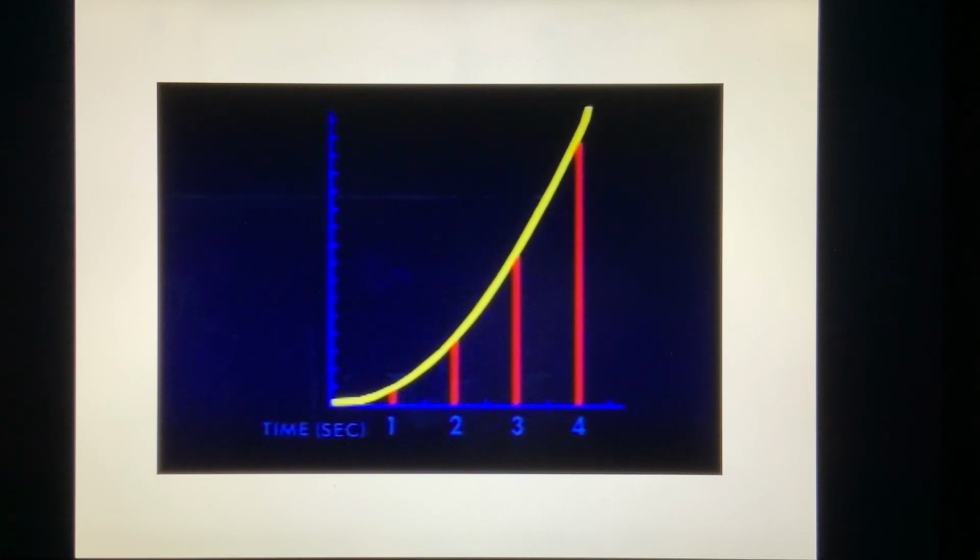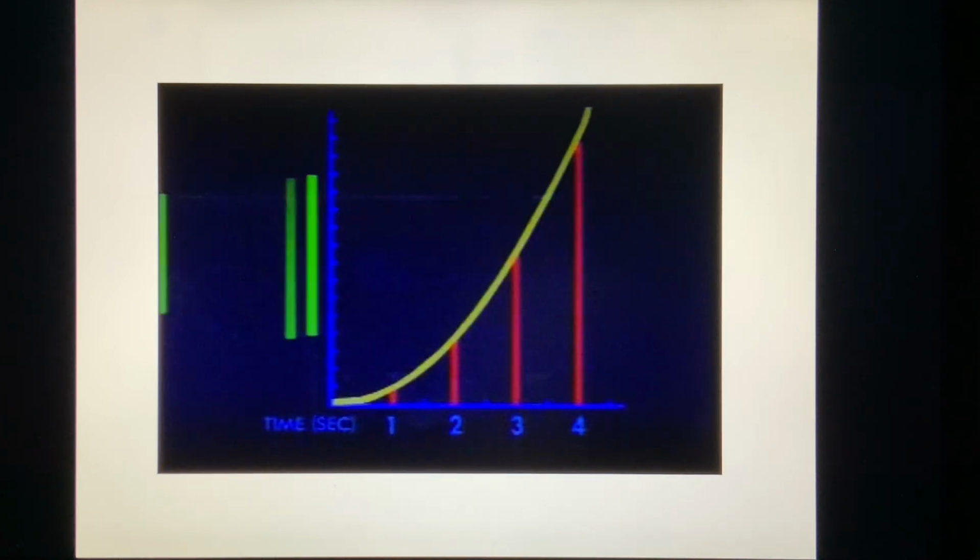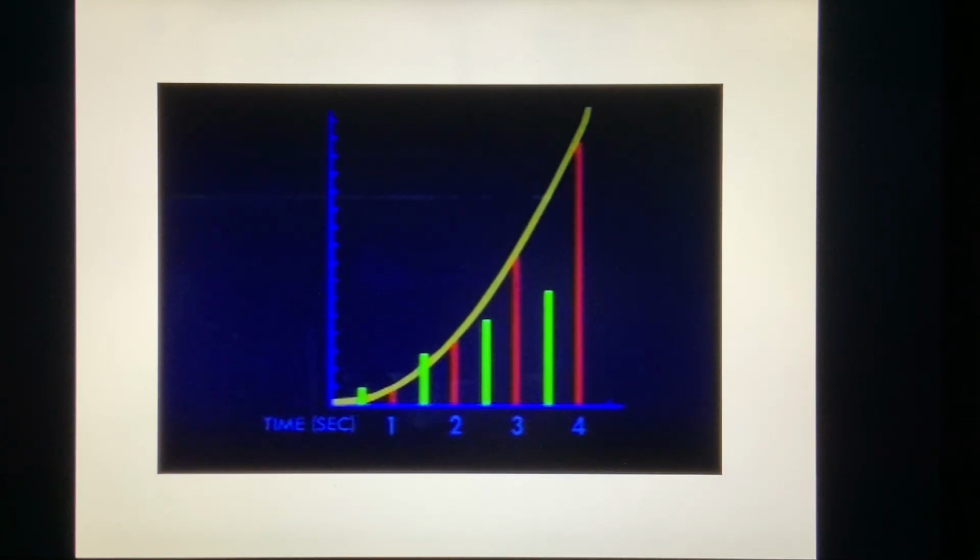Next, we will graph the average velocity of the ball during 5 different intervals to see how velocity varies as the ball rolls down the incline. The ball moved this far during the first second. It moved this far during the next second. This far during the third second. The fourth second. This gives us a graph of the velocity of the ball over time.